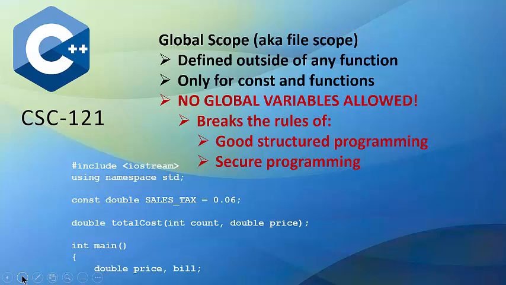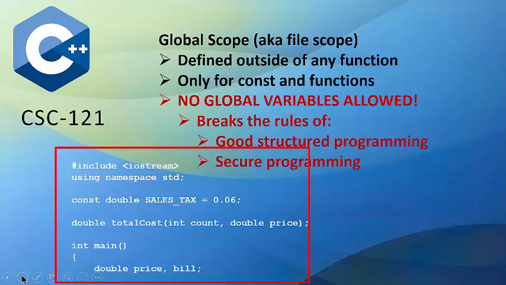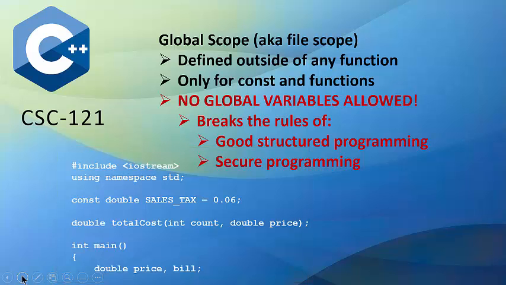Global scope, also known as file scope. This is when you define the variable or constant or the function prototype outside of any function. They're really only meant to be used for constants and function prototypes and definitions. Here we see the top of the program that computed total cost. We see the constant double sales tax initialized to 0.06 and the function prototype for total cost.